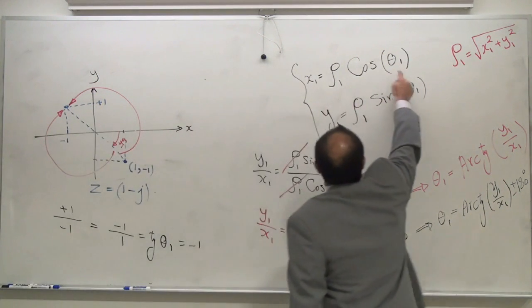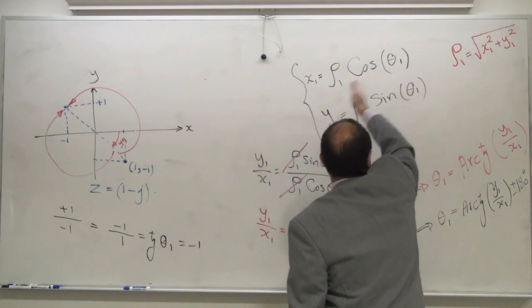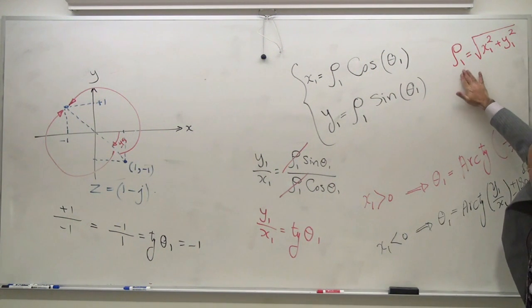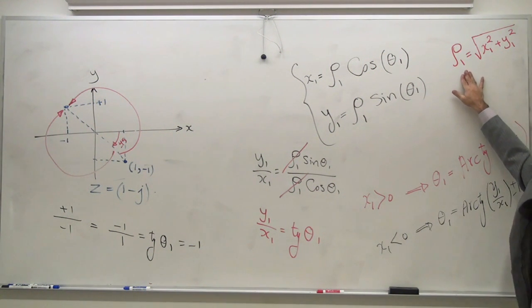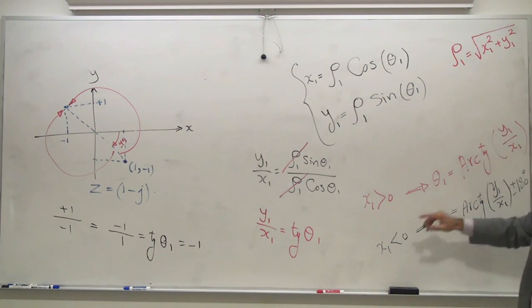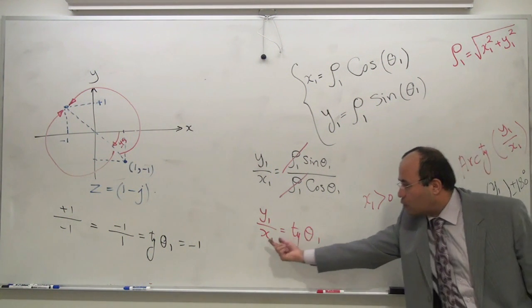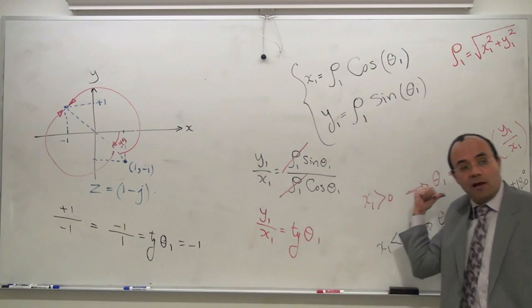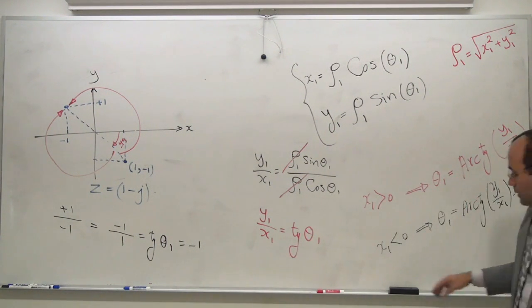So if I have rho 1, theta 1, I get x1, y1. That's easy, no trouble, no problem, no headache. If I have x1, y1, I can easily identify rho 1. Rho 1 is always positive. But when I get to the angle, I have to watch this one. If this is positive, I'm fine. If this is negative, I need to have plus minus 180 degrees. Okay.